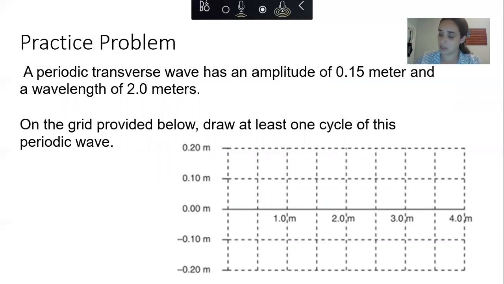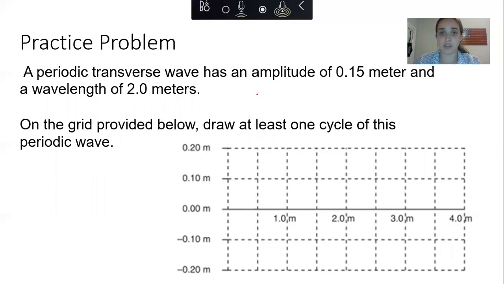So let's do this. I have a periodic transverse wave that has an amplitude of 0.5 meters and a wavelength of 2 meters. On the grid provided below, draw at least one cycle of this periodic wave. So I'm being asked to draw my wave here on this grid. So how can we do that?